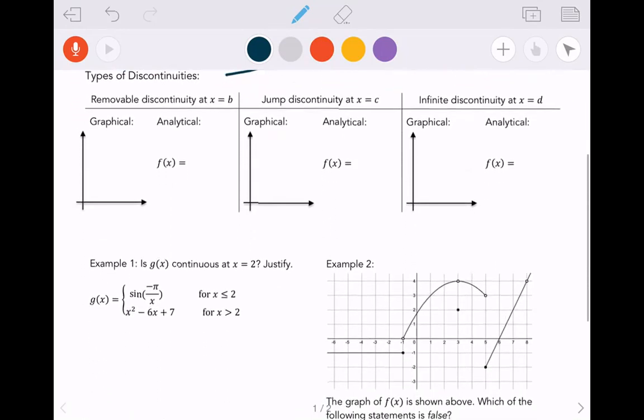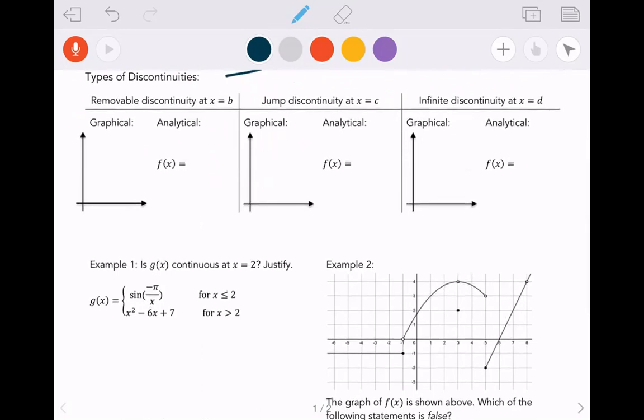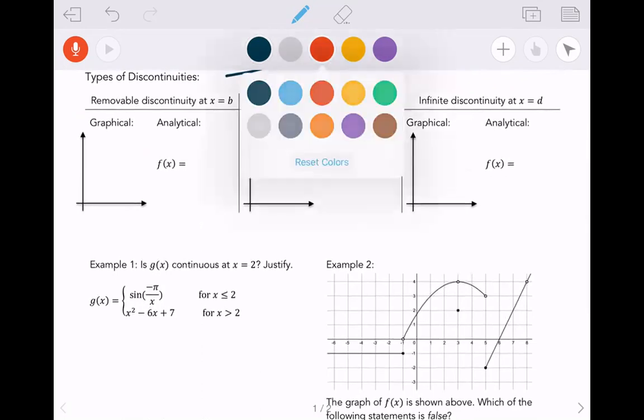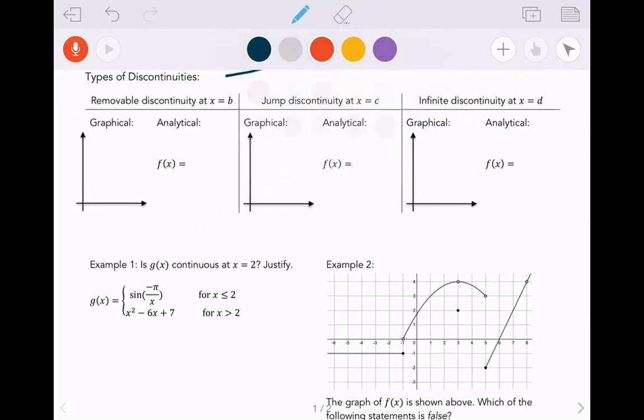So let's go talk about if this criteria is not met. Then we have what's called a discontinuity in the graph. On the AP exam, you'll get asked about discontinuities in different forms. It might be graphical, it might be analytical, or I guess it could be tabular too, but usually it'll be a graphical or an analytical question.